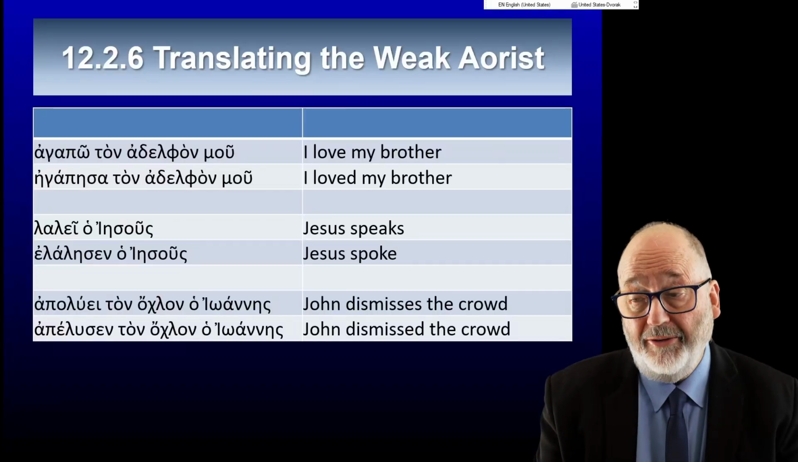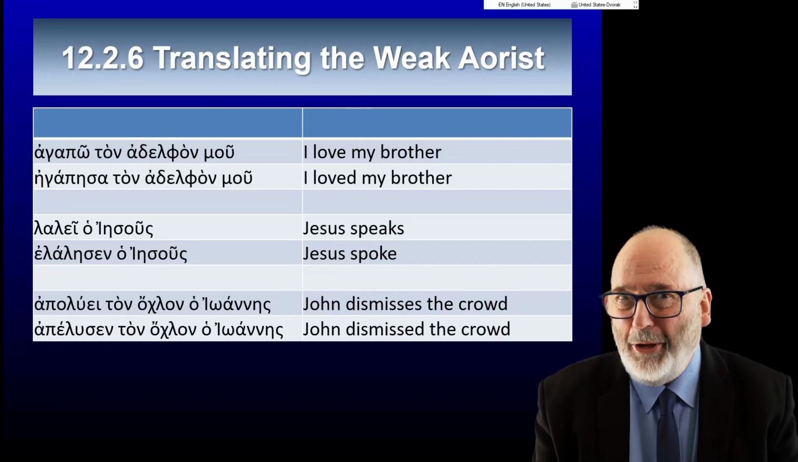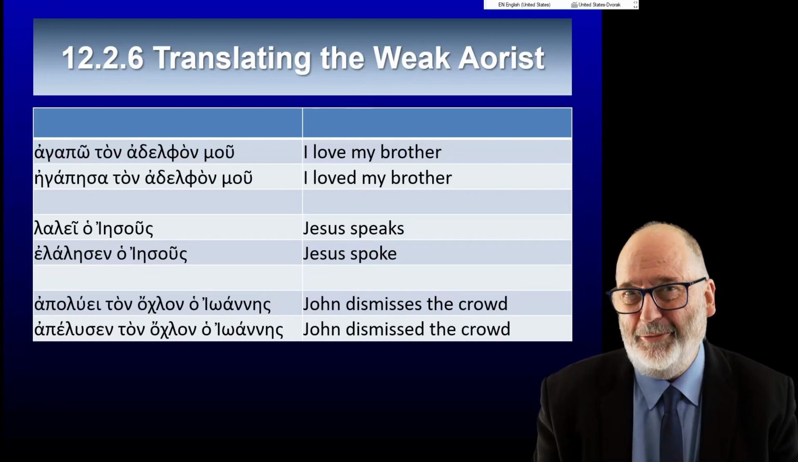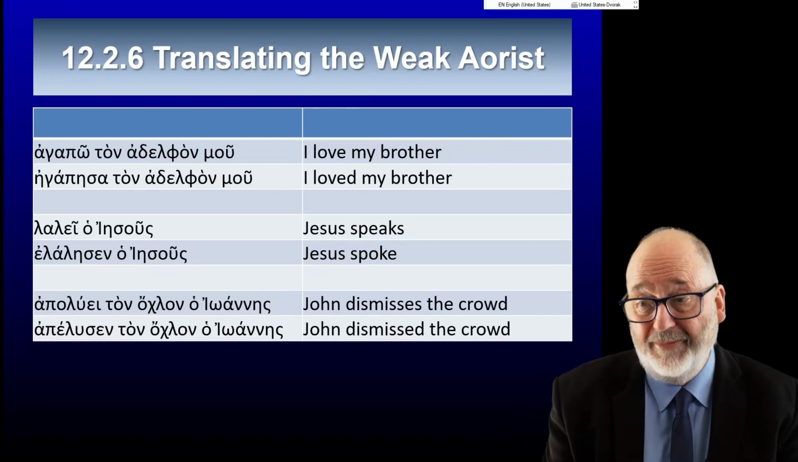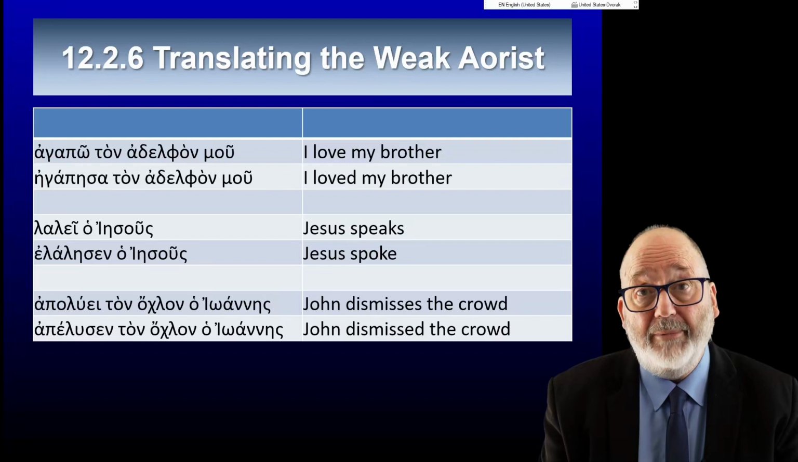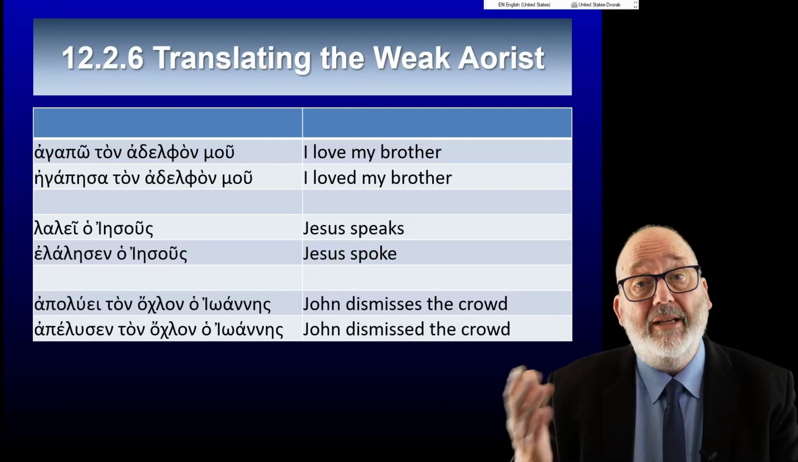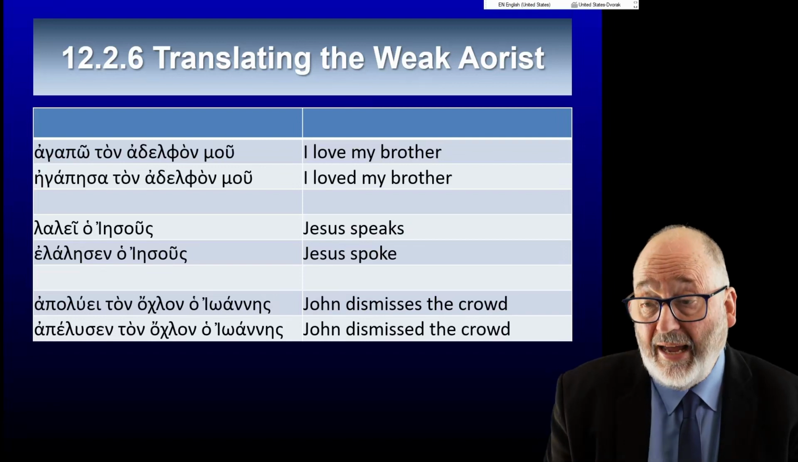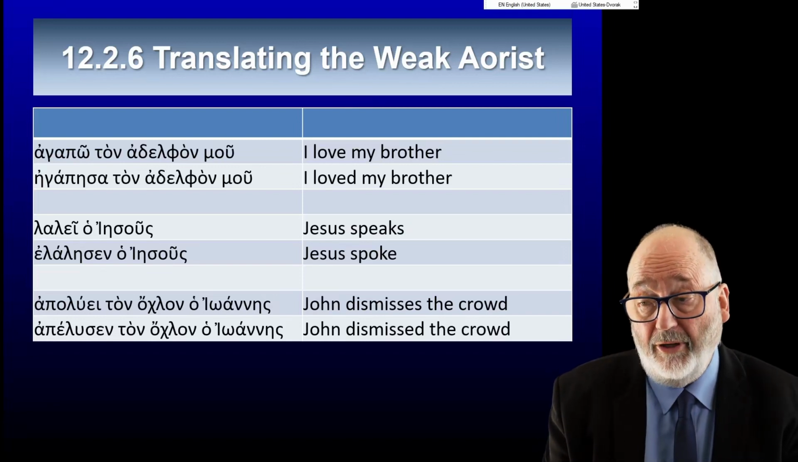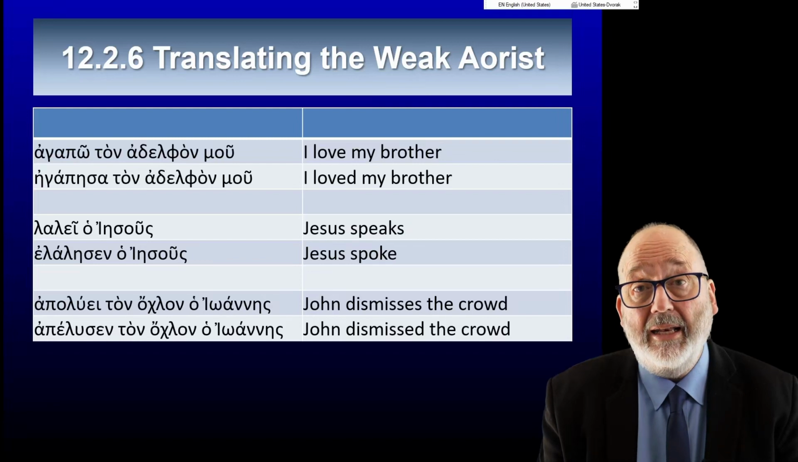Agapo ton adelphon mu. I love my brother. Well, we know agapo is actually agapao, don't we? The alpha and the omega coalesce to be omega. So in the present tense, I love my brother. In English, today I love, yesterday I loved. So when we get to agapesa ton adelphon mu, it's I loved my brother.